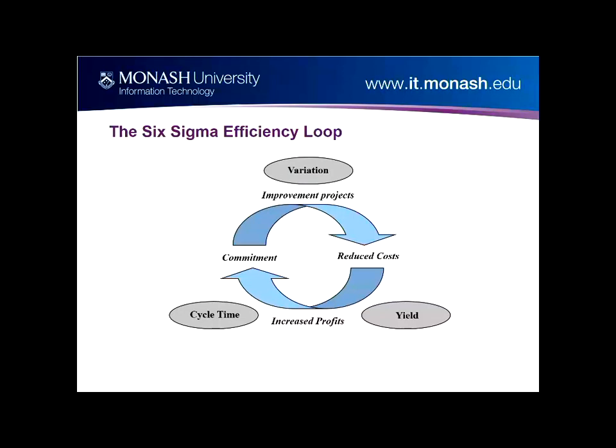So this is a typical Six Sigma efficiency loop. Okay, we try to reduce variation. Okay, you do the improvement project. Okay, commitment, reduce cost. Okay, reduce variation, it will reduce cost. Okay, and then after that you increase the profit. Reduce cost, increase the profit if your revenue does not change. Okay, if your revenue changes in a positive direction, the increase in the revenue, that's the best. Okay, if your revenue change is in a negative direction, that will not be very good.